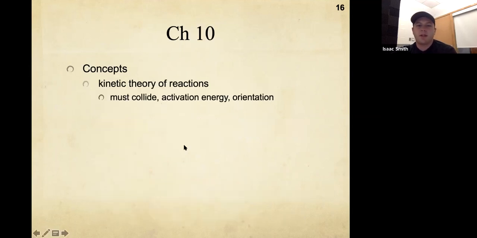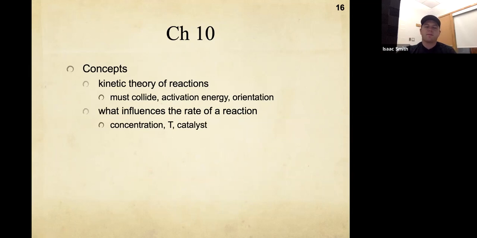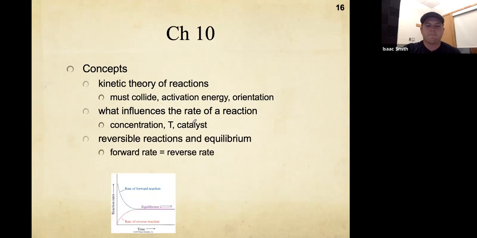All right, concepts from chapter 10. Started talking more about reactions, and we talked about how in a reaction, molecules must collide, have a certain orientation, and have enough activation energy in order for the reaction to happen. And then we talked about different things that can influence the rate of a reaction. So concentration, right? Higher concentration increases the rate of reaction. Higher temperature increases the rate of a reaction. And presence of a catalyst increases the rate of a reaction.